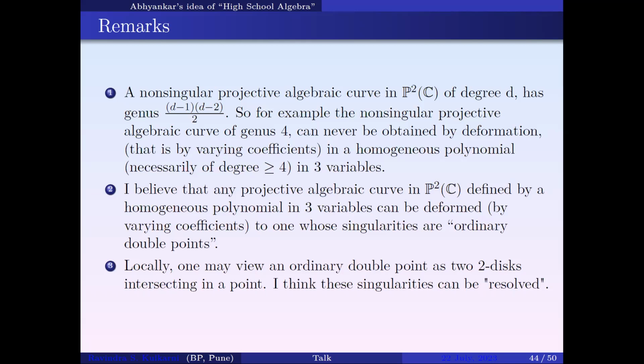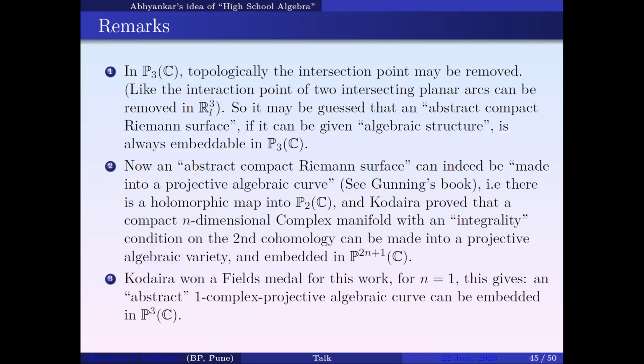So locally, one may view an ordinary double point as two two-dimensional disks intersecting in just one point, which is a good picture in R^3. So the correct picture is to go to R^4. So it may be guessed that an abstract compact Riemann surface, if it can be given algebraic structure, is always embeddable. Yeah, but it's not embeddable in two-dimensional complex projective space. But it may be embeddable in three-dimensional complex projective space. Because these point singularities, if there are two arcs meeting in the plane, in R^3 you can remove the intersection.